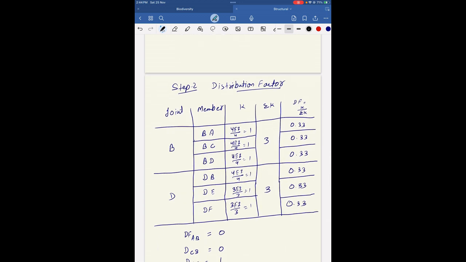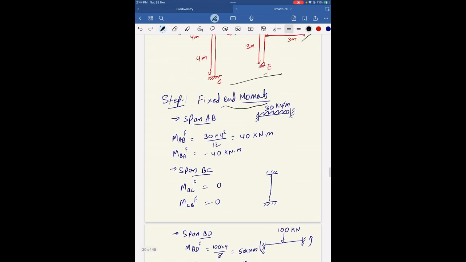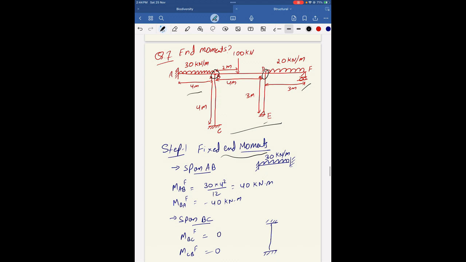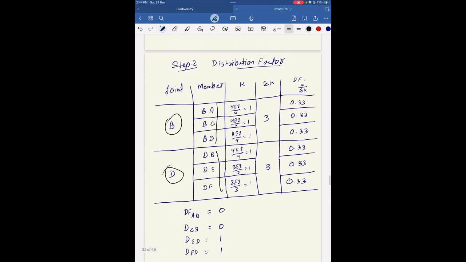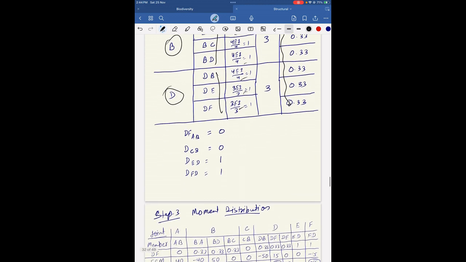We have total of 2 joints, joint B and joint D. At each joint we have 3 members. So for all the members 4EI by 4, 4, 4 all here. Like here we have 4 meter. So distribution factor 4EI by 4, 1 and 1 and 1 and 1. Summation is 3, so all the distribution factors come out to be 0.33.